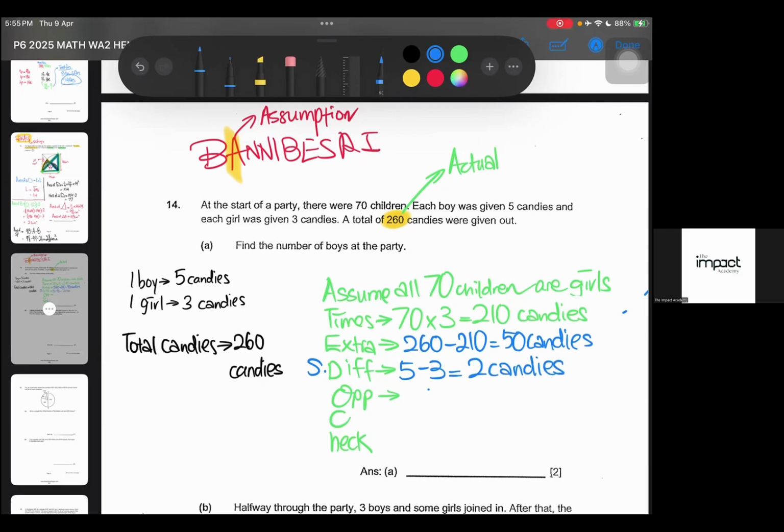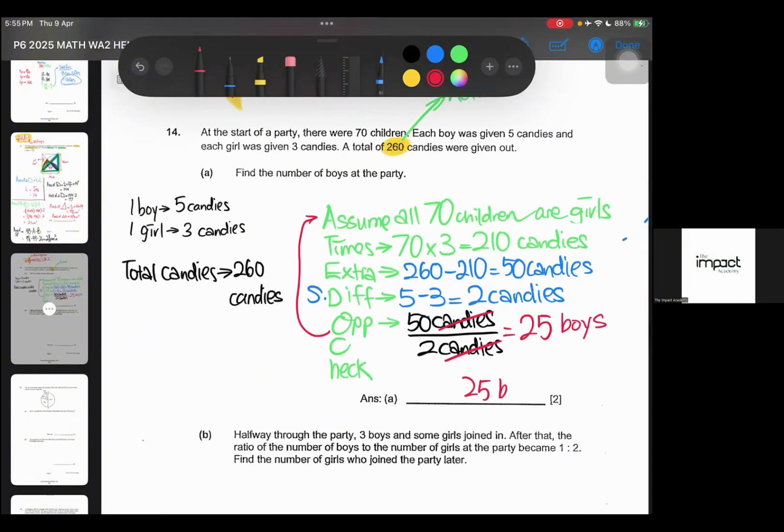The opposite, very simple, you just have to do 50 candies divided by 2 candies. When that happens, you get an answer of 25. You don't just get 25, you get 25 what? The opposite of what you have assumed. You assumed girls, so 25 boys. Am I making sense? Okay, so your answer is 25 now, but if you need to be even more certain, how do you do that?